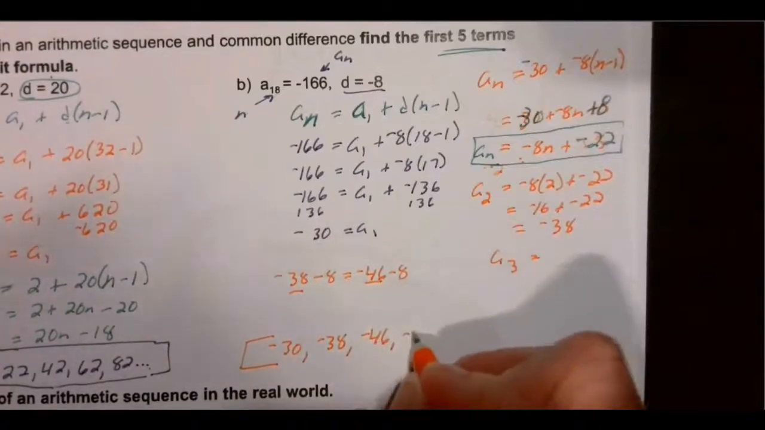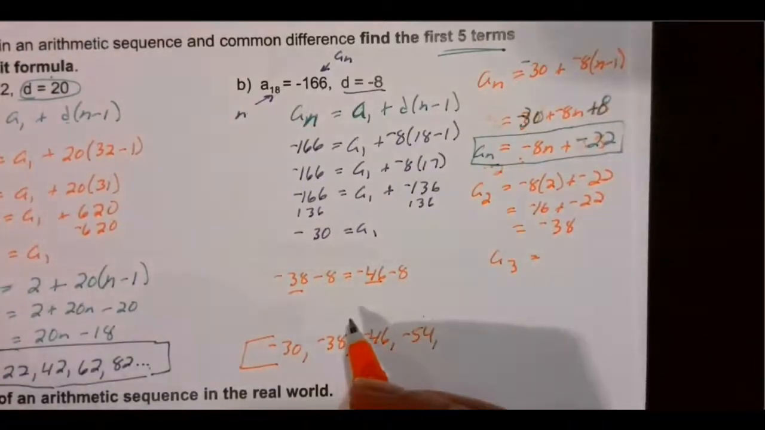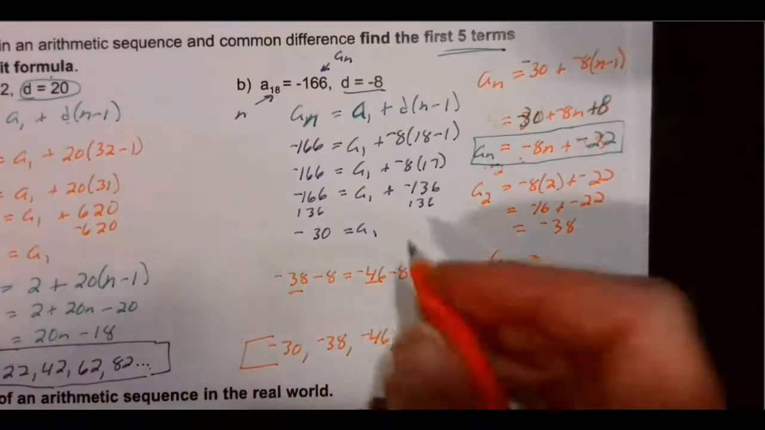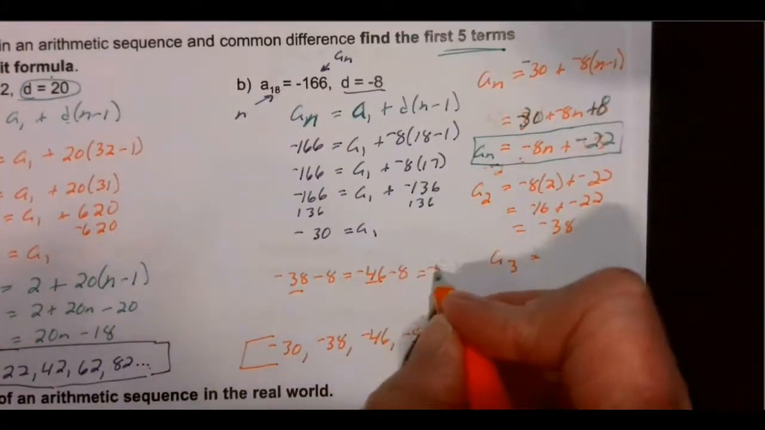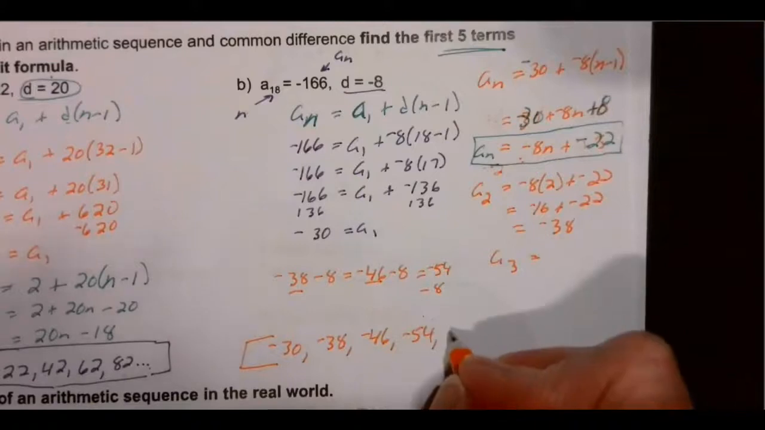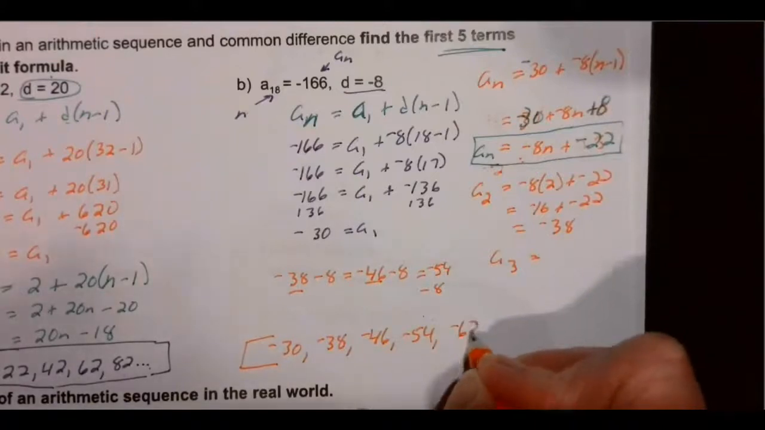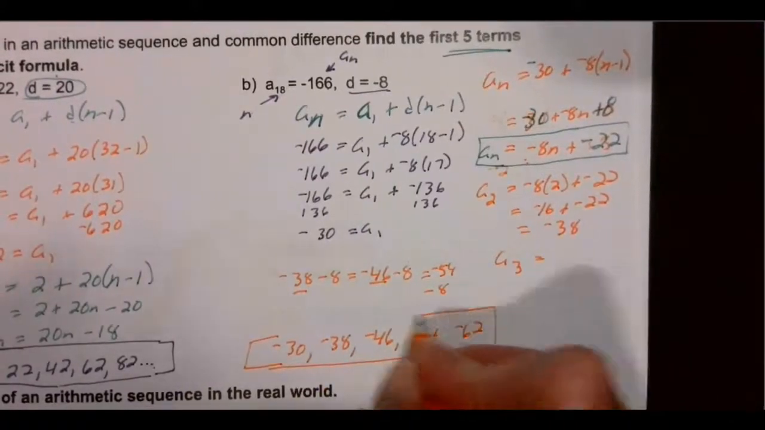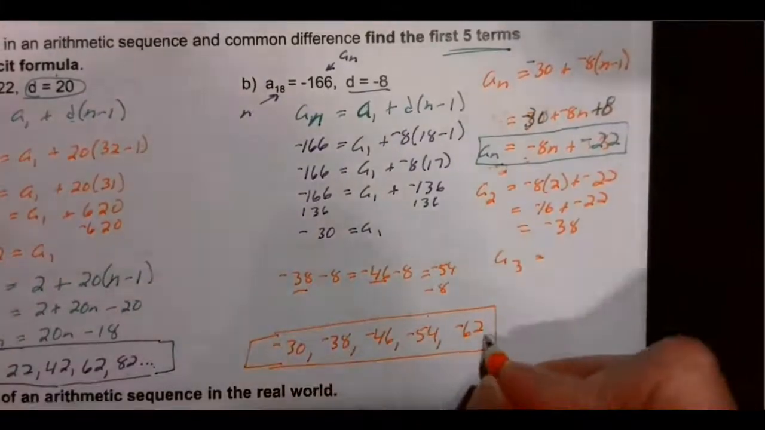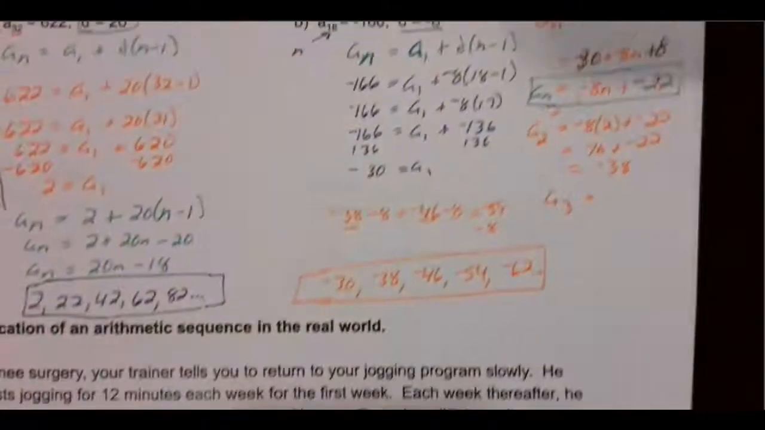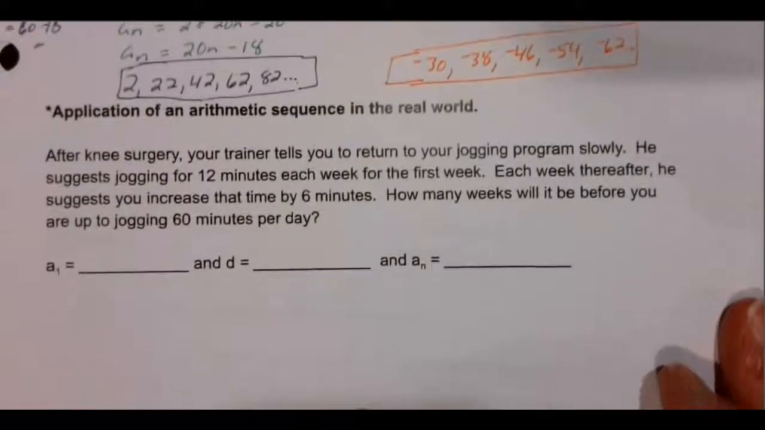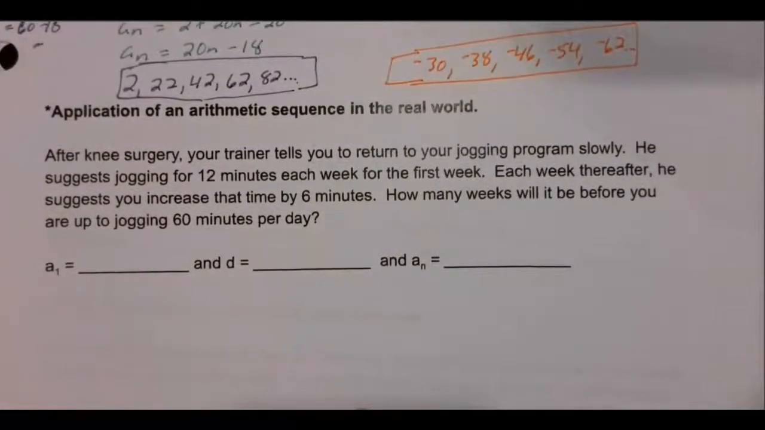So -54, we're up to the fourth term, and we need one more. We subtract another 8, and we get -62. There's our first 5 terms. Remember, this is just the first 5. There's more after that.